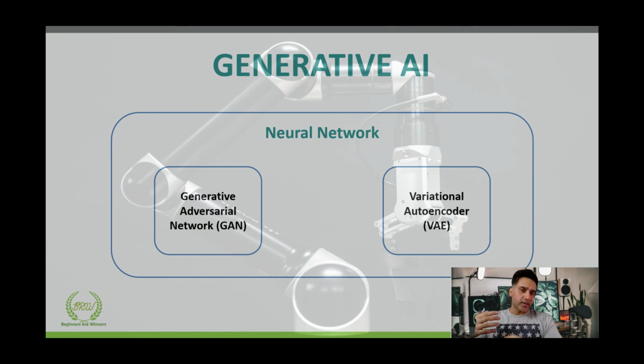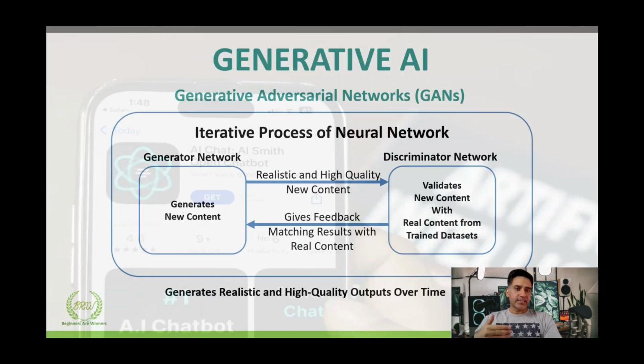And the most common types of neural networks which are used in generative models are generative adversarial networks, which we call GANs in short form, and variational autoencoders, which is VAEs. Both GANs and VAEs are generative models which are designed to learn and generate new data samples, such as text, images, or audios or videos. Now, let's look at these neural networks, how they work.